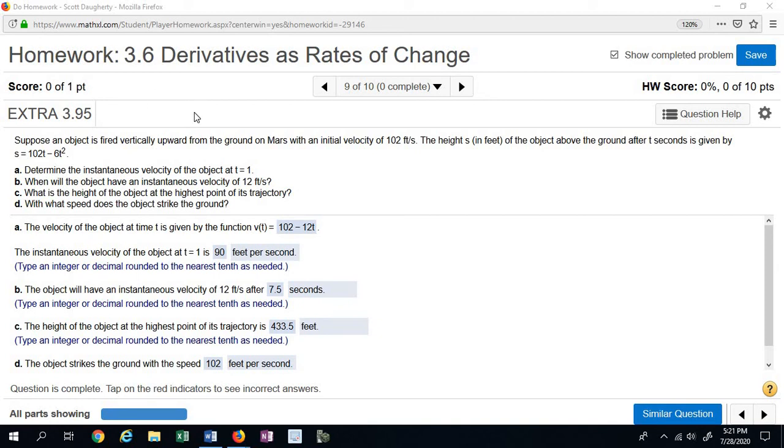Hello again. In this video, I'm going to go over this homework problem from 3.6. It says, suppose an object is fired vertically upward from the ground on Mars with an initial velocity of 102 feet per second. The height s in feet of the object above the ground after t seconds is given by s is equal to 102t minus 6t squared. And then part A says, determine the instantaneous velocity of the object at t is equal to 1.